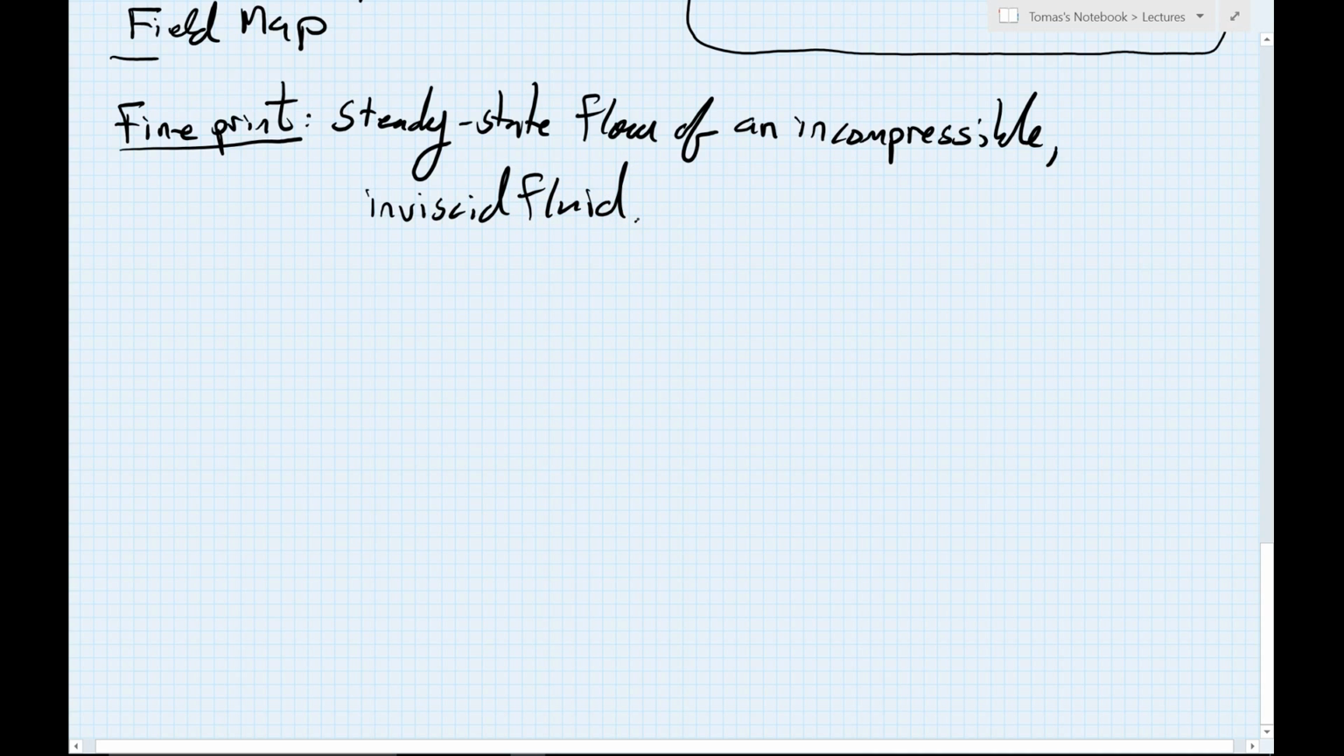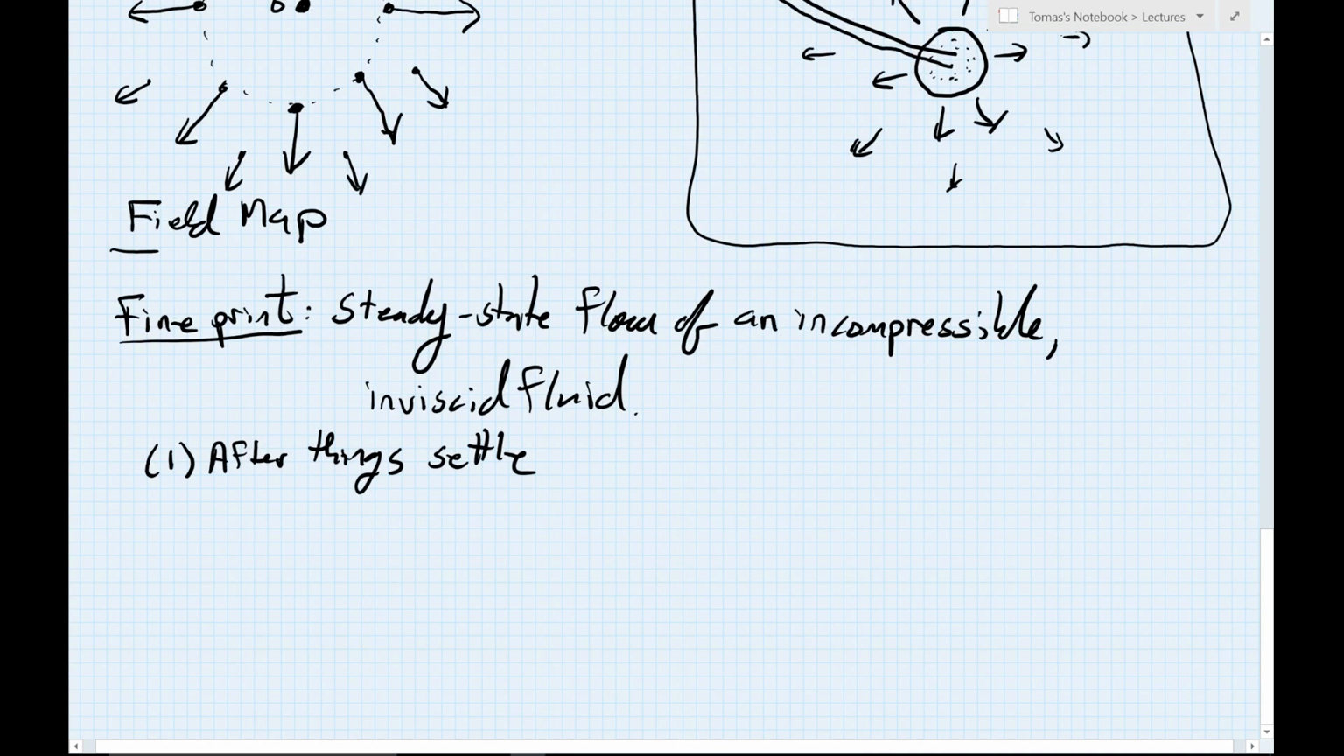So here's what these mean. These are technical conditions from fluid mechanics. So in order, what they mean. Steady state means that we're talking about after things settle down. Right? Initially, there won't be any flow at large distances from our little flow ball. It's going to take a while to establish the appropriate steady state flow pattern. But if we wait long enough, the flow will settle down to a fixed set of velocities at different distances. And at that point, we'll be able to measure things.